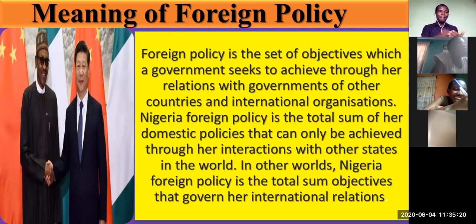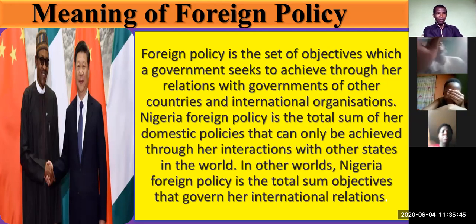You see, Nigeria has developed a cordial relationship with China. Why? I want somebody to tell me, especially the commercial students at home. Why has Nigeria developed a close relationship with China? Obafemi, you should have understood all these things from your commerce and marketing topics. Why has Nigeria developed a close relationship with China?